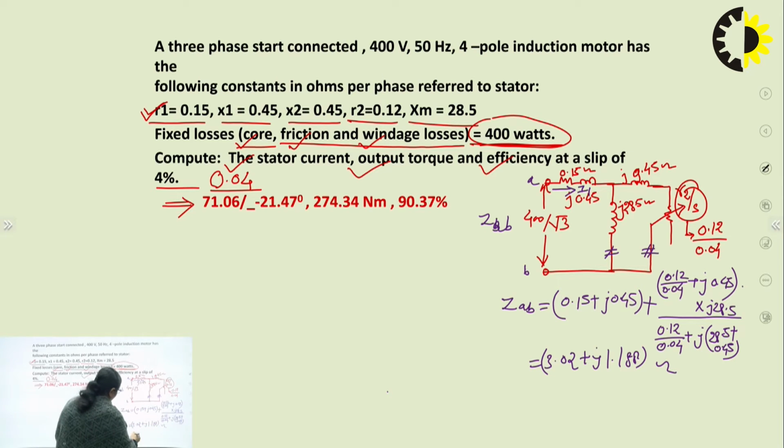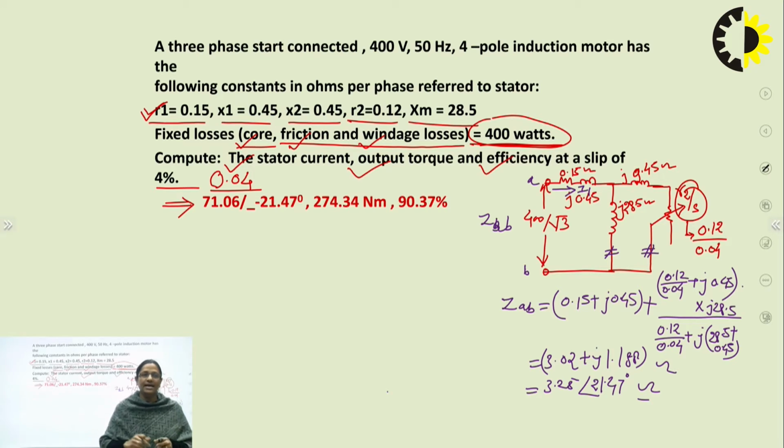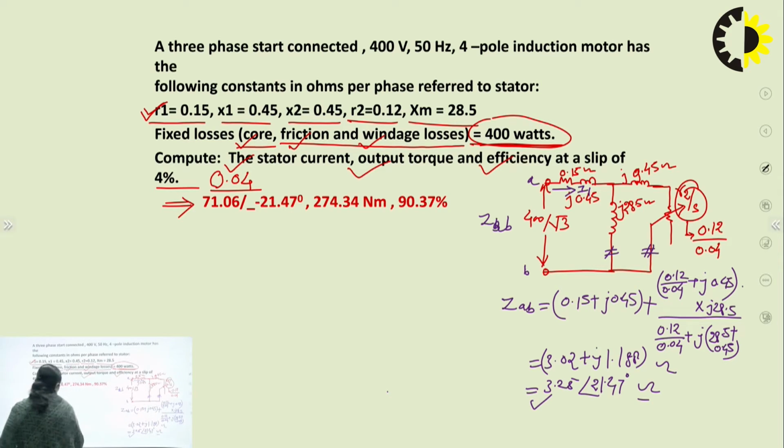Now the same impedance in polar coordinates can be written as 3.25 magnitude with an angle of approximately 21.47 degrees. So this much ohms. So we have got the equivalent impedance as seen from the input terminals of the equivalent circuit as this value ZAB. Now let us calculate the current.